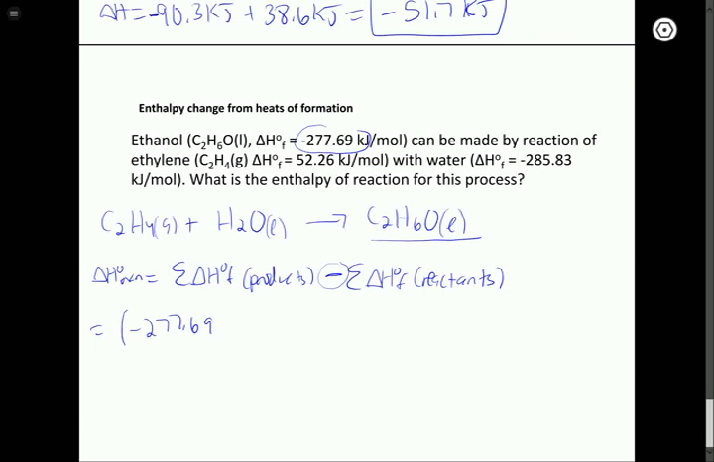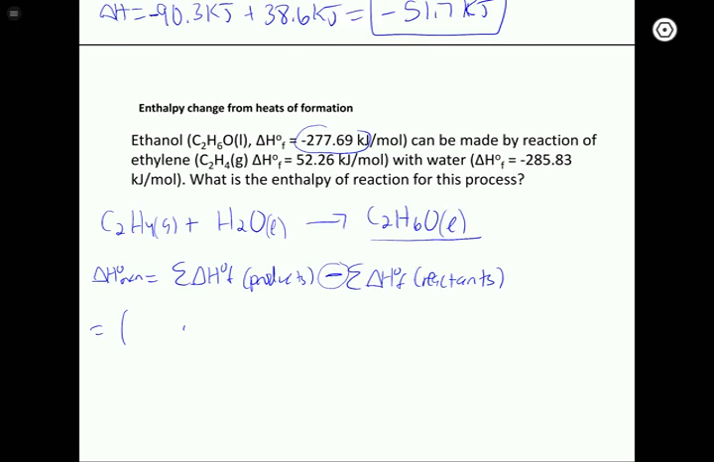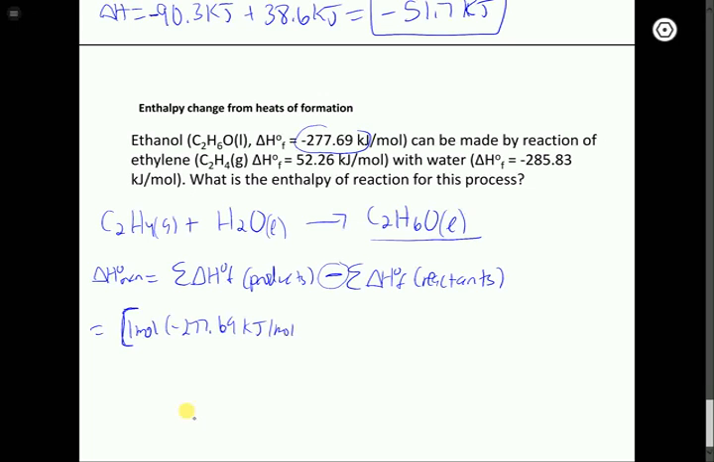277.69. And actually, I'm being a little bit callous here. We also have to multiply by coefficients. The coefficients for all of these are 1. But we have to keep in mind the coefficients. So we have 1 mole of C2H6O, and its delta H is minus 277.69. That value represents the formation of 1 mole. So we have to take into account the coefficients, which is a 1 in this case. Then we're going to subtract.